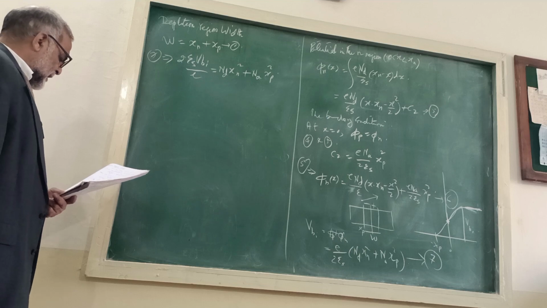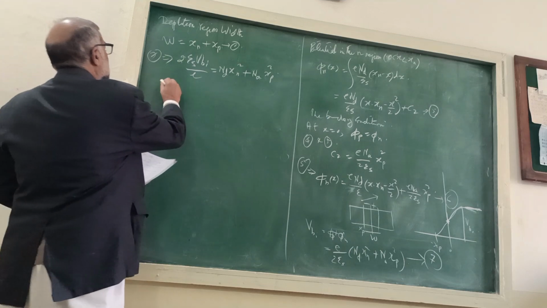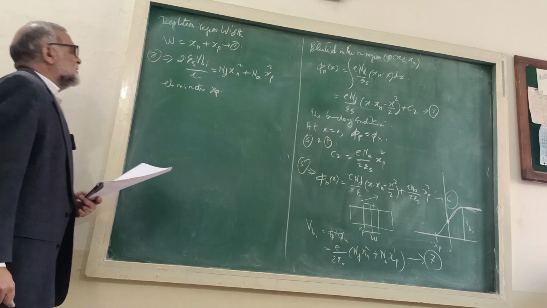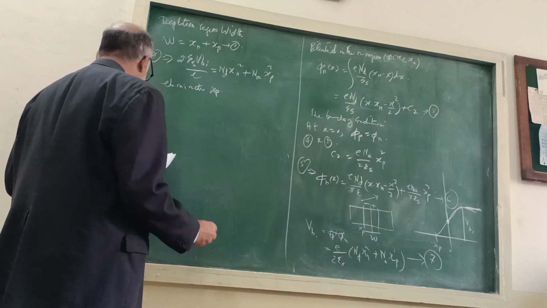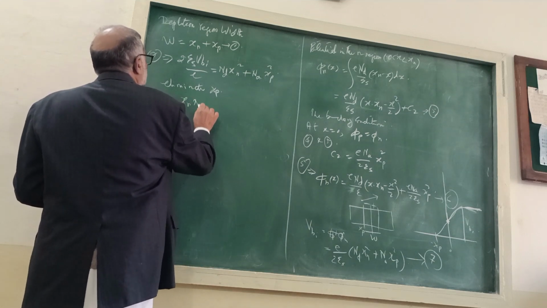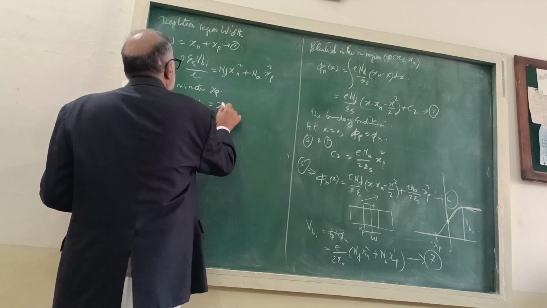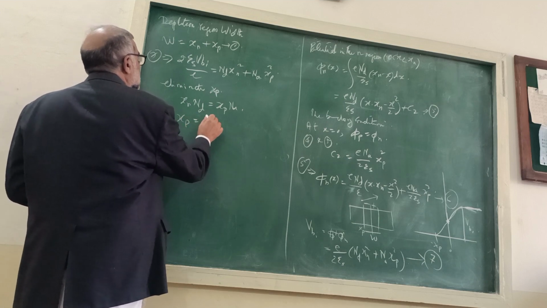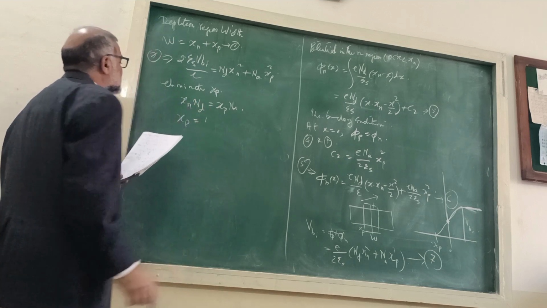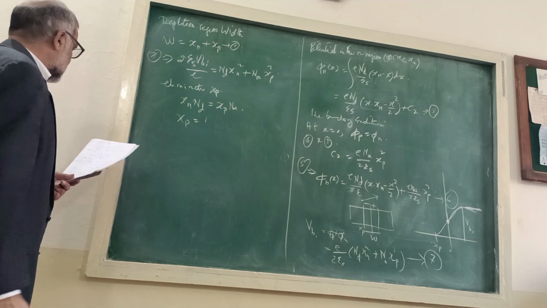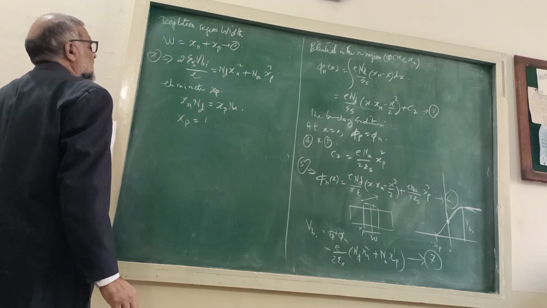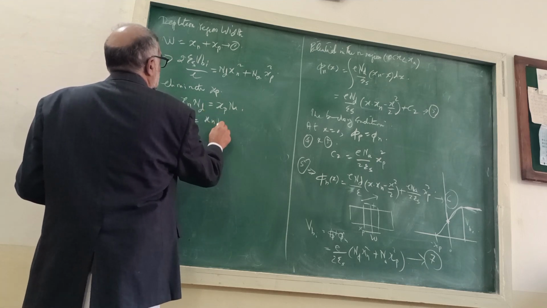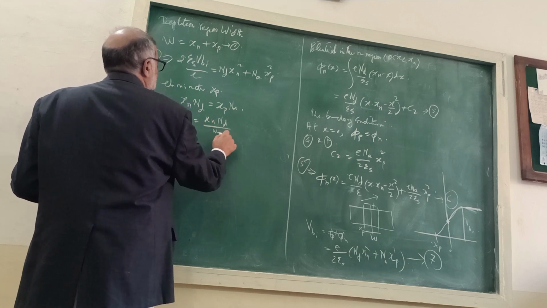So let us eliminate xp from here. We use this equation: xn ND is equal to xp NA. So eliminating xp, xp would be xn ND divided by NA.